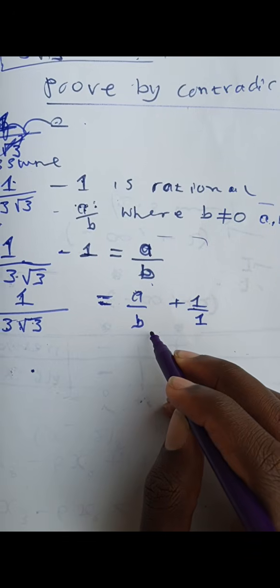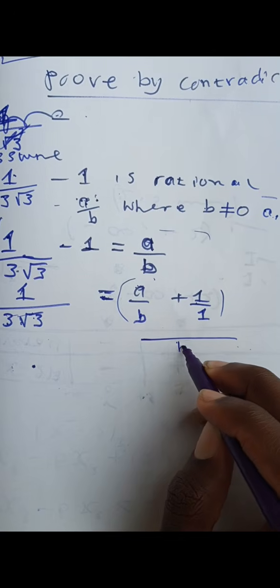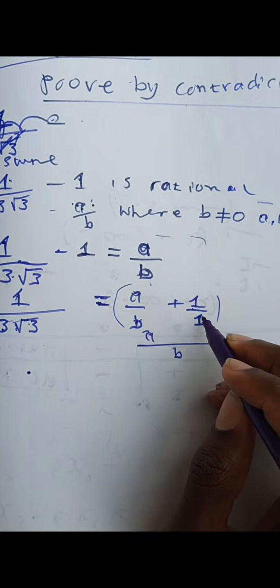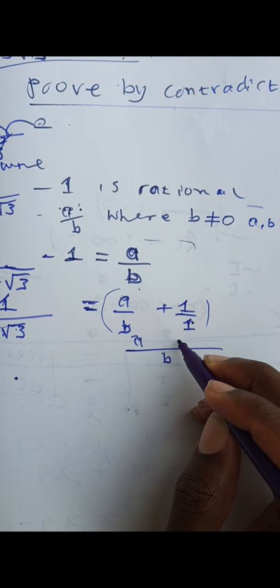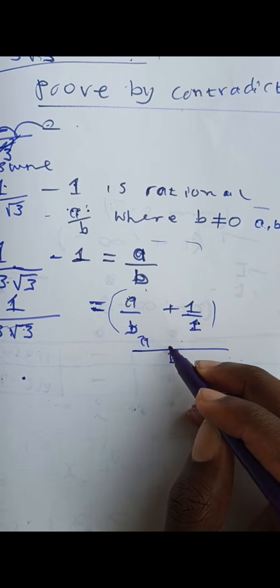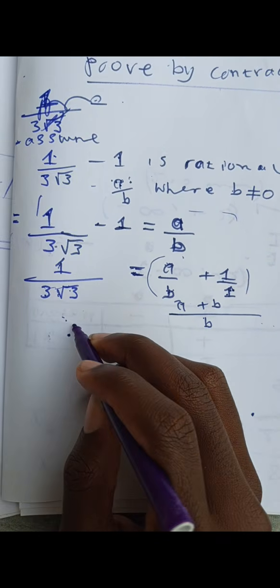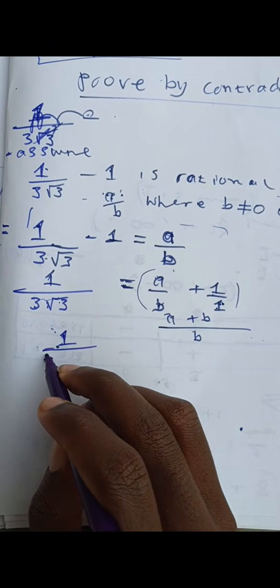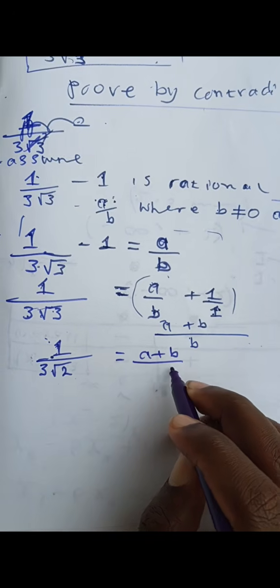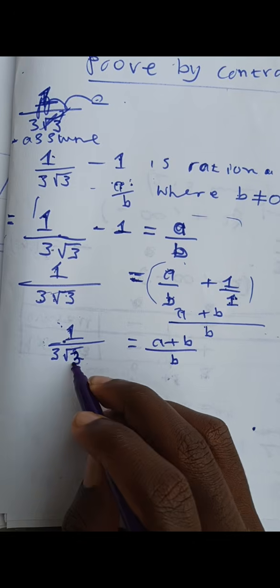Okay, so let's make this side a single fraction. Here we have A, and here we have B. So right now we have 1 over 3 square root of 3 is equal to A plus B over B. Okay, not 2, it is 3.